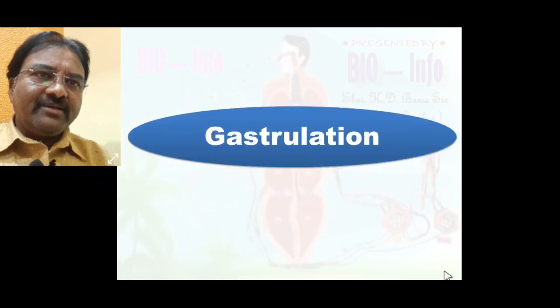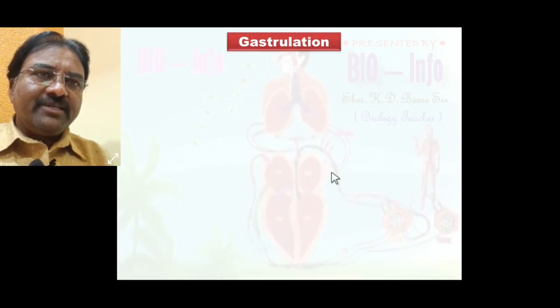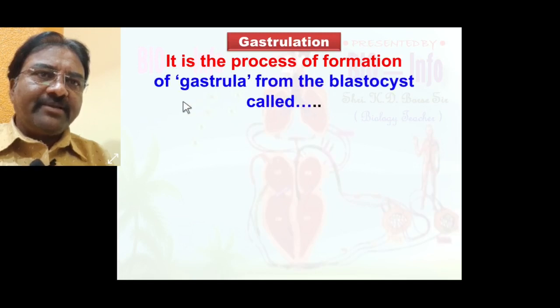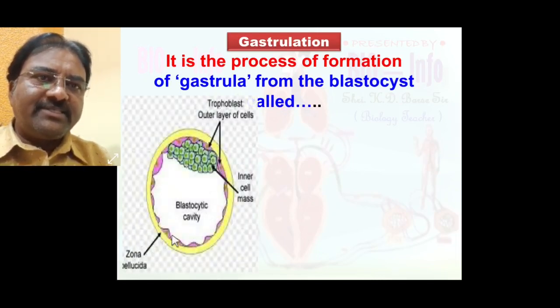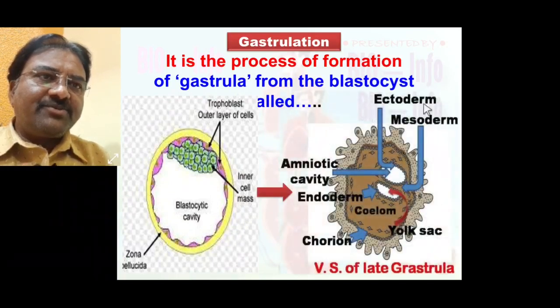Now we study gastrulation. What is gastrulation? It is the process of formation of the gastrula from the blastocyst. Simply, the formation of a gastrula from a blastocyst or blastula is called gastrulation. Here we see the blastocyst, which develops to form the gastrula structure.